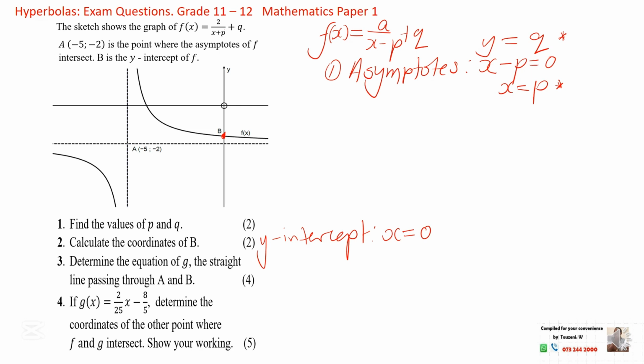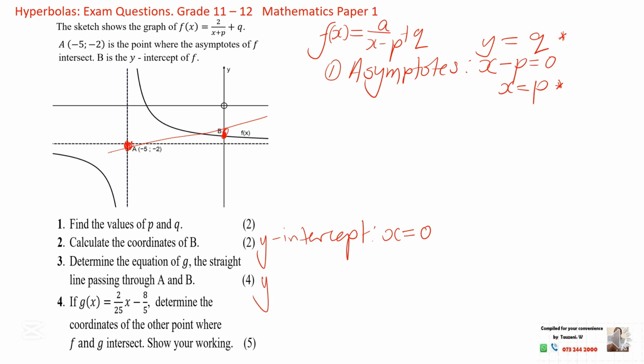The next important item being tested here is how do you find the equation of a straight line? Number 3, we need to find the equation of g, which is the straight line passing through points A and B. Point A is -5 and -2, and point B is the y-intercept of the function that we calculated in number 2, which means our question number 2 must be very much correct. The line AB itself is not shown. If you so wish, you can draw the line yourself and make sure that it's a line from A to B. Then we need to find the equation of that line.